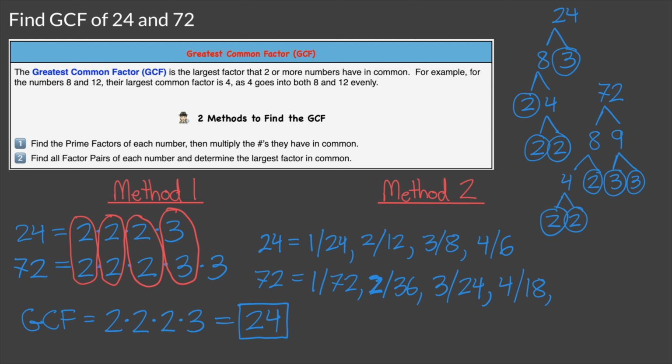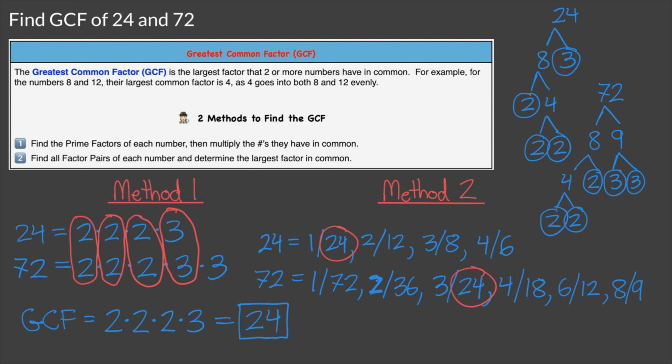5 does not go into 72. 6 goes into 72 12 times. And then lastly, 8 goes into 72 9 times. All right, so these are all of our factor pairs for 72, and these are our factor pairs for 24. So now we determine the largest factor that they have in common. So perusing through, the largest I could work out for the 24 is 24, and there happens to be a 24 down here for 72. So that makes it kind of easy.